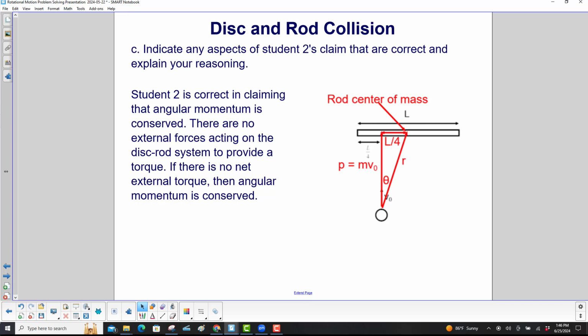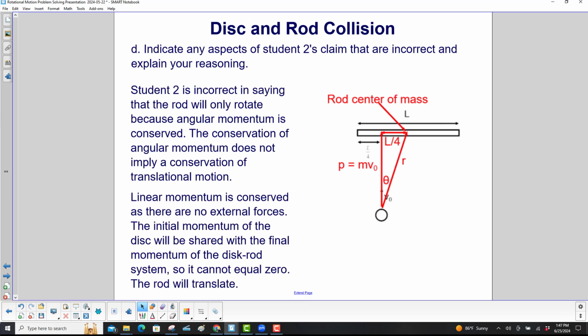Student 2 is correct in claiming that angular momentum is conserved. There are no external forces acting on the disk rod system to provide a torque. If there is no net external torque, then angular momentum is conserved.